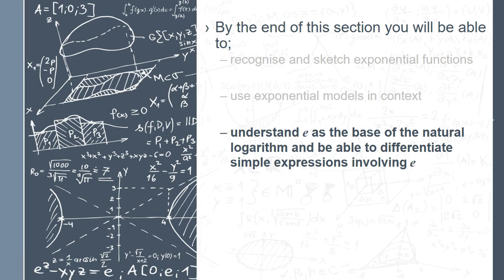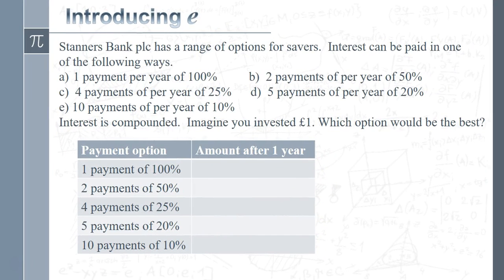Pi is essentially a very simple idea. It's the ratio of the circumference to the diameter of a circle, but it comes up in so many other areas of mathematics. Likewise with e. I'm going to show you where it comes from. There are lots of different ways of getting to this thing, and then we'll have a look at how we're going to use it.